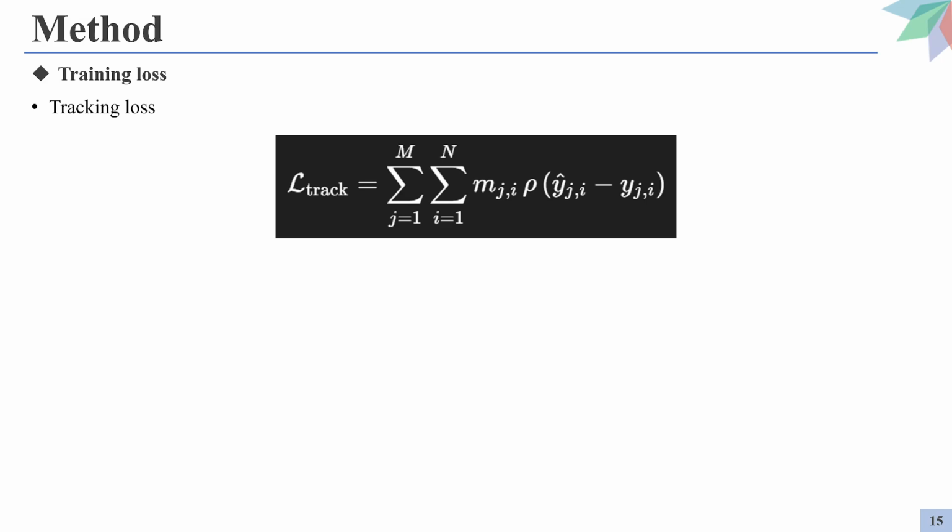For tracking, the model is trained to match 2D correspondences across all frames. Here, M is the number of target points we track across the images. The loss measures how accurately the model predicts where each point in one frame appears in all other frames.